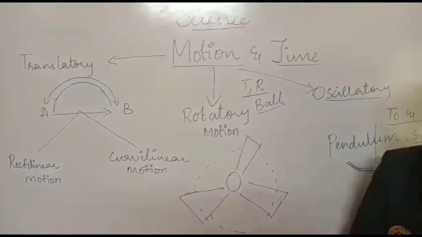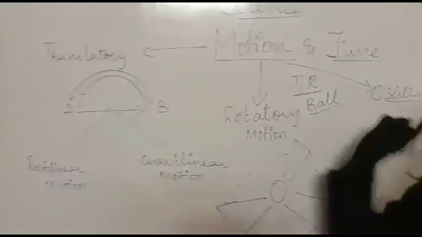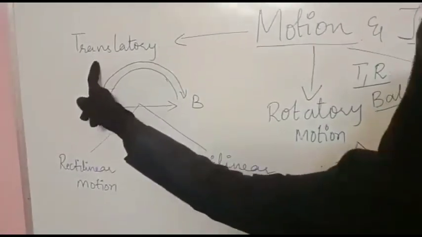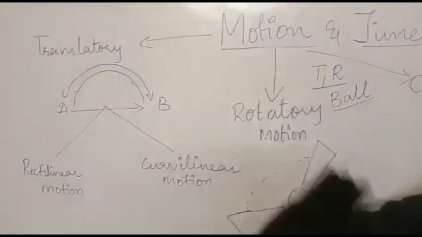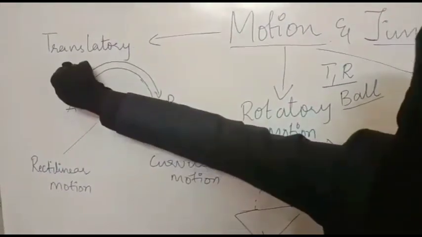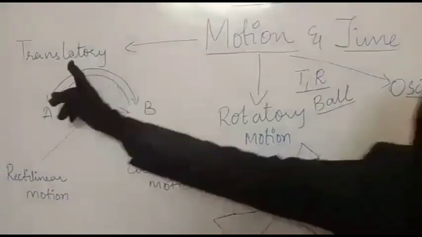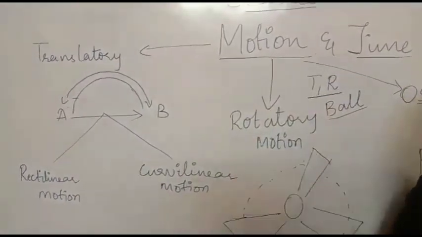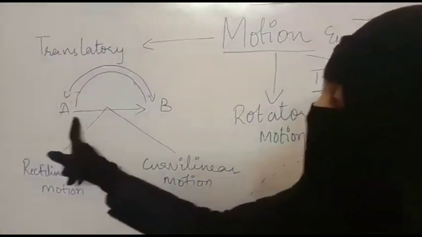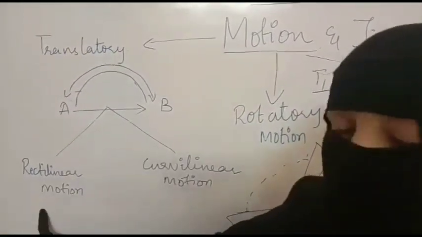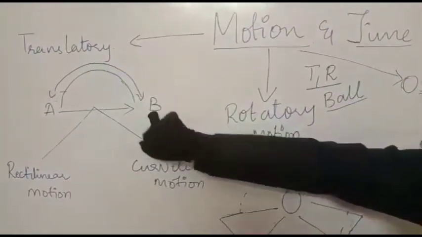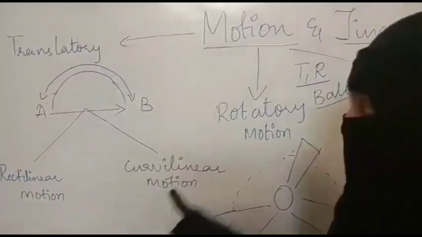Further, motion is divided into three types. That is what? Translatory, rotatory and oscillatory motion. If all the parts of a body move along the path, then it is said to be in translatory motion. Next, translatory motion is subdivided into rectilinear motion and curvilinear motion. If a translatory body is moving in a straight line, then it is said to be in rectilinear motion. If a translatory body is moving in a curved path, then it is said to be in curvilinear motion.